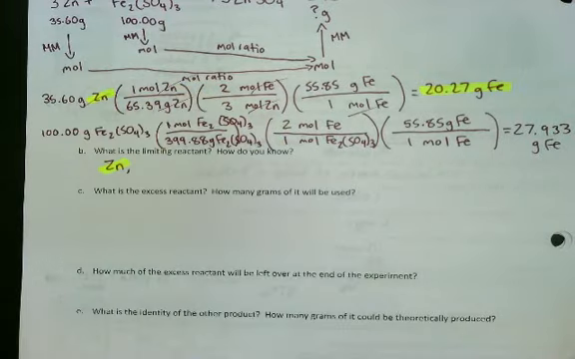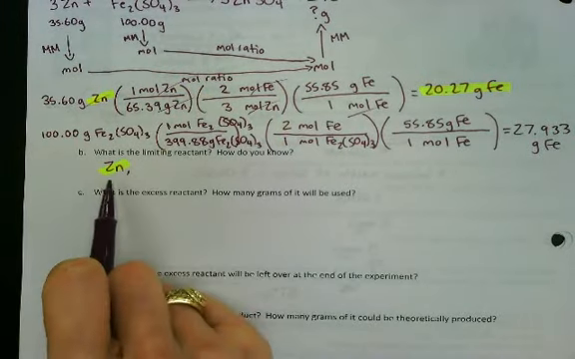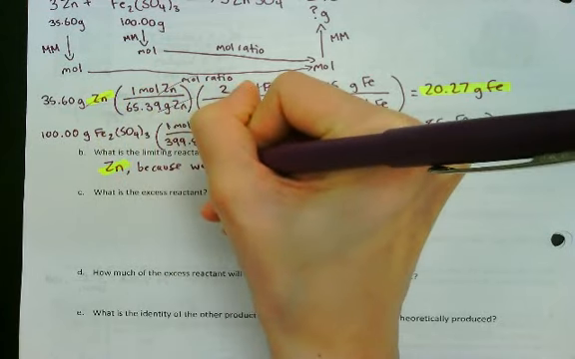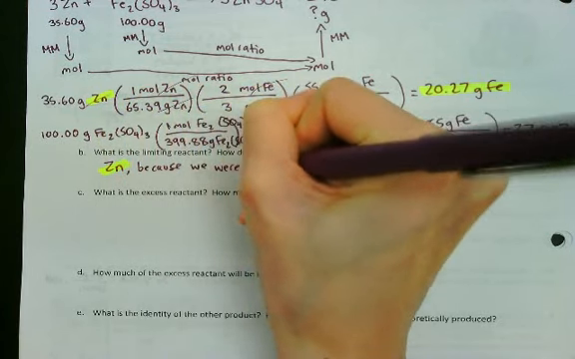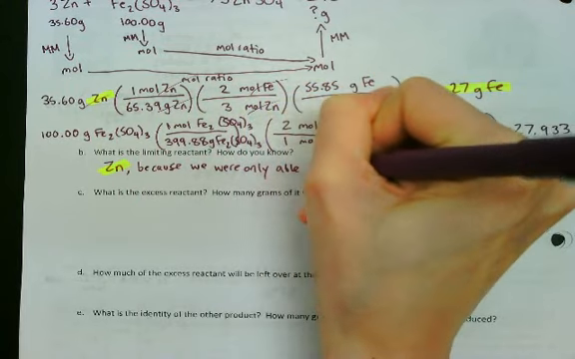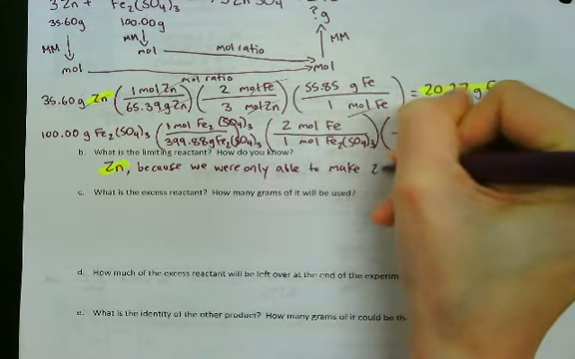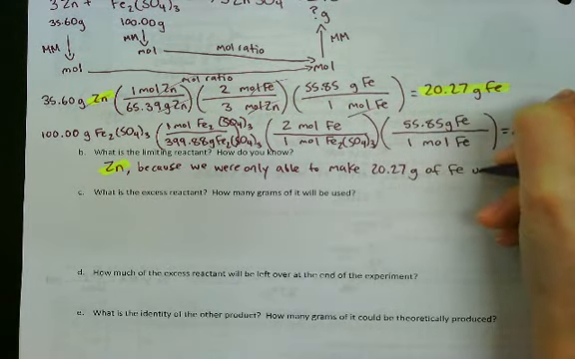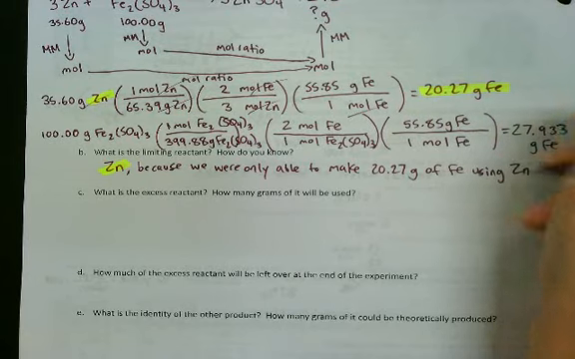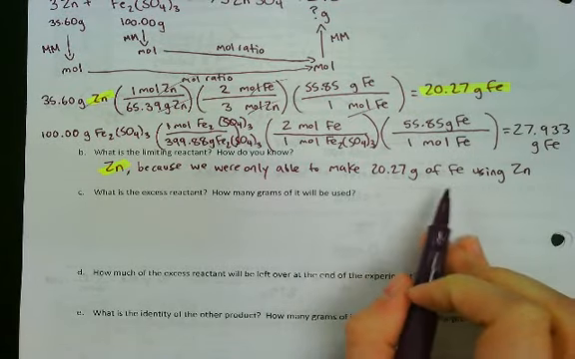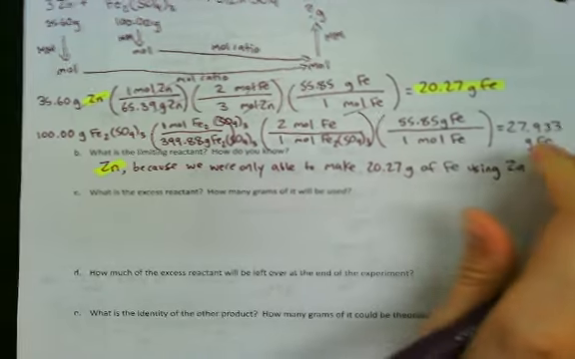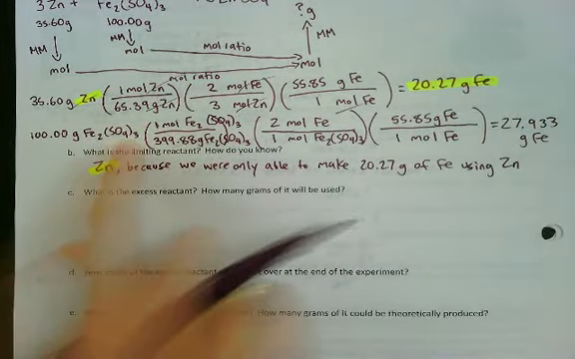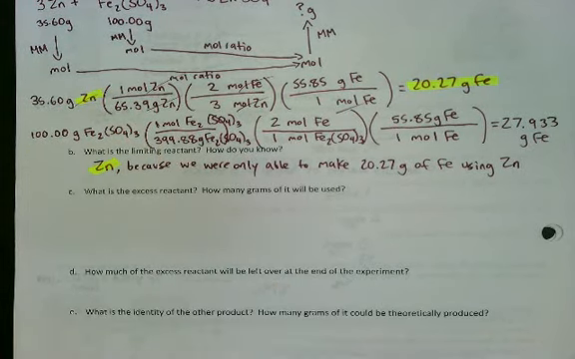Zinc is our limiting reactant. If you want to highlight it down here so you see where you're getting that from. Zinc, because we were only able to make 20.27 grams of iron using zinc. We are going to run out of zinc first before we run out of iron 3 sulfate.